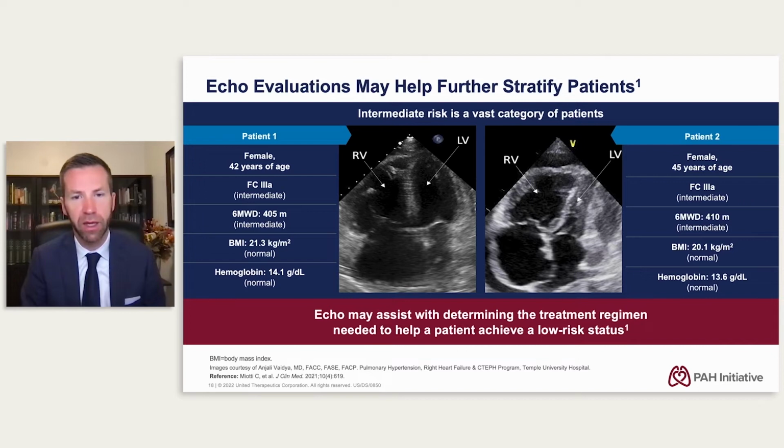So the echo may assist with determining the treatment regimen needed to help a patient achieve a low risk status. Because in hindsight, looking at these echoes, although both patients fell into an intermediate risk category, in particular the one on the right, these patients are high risk of complications. And we want to get patients to low risk.